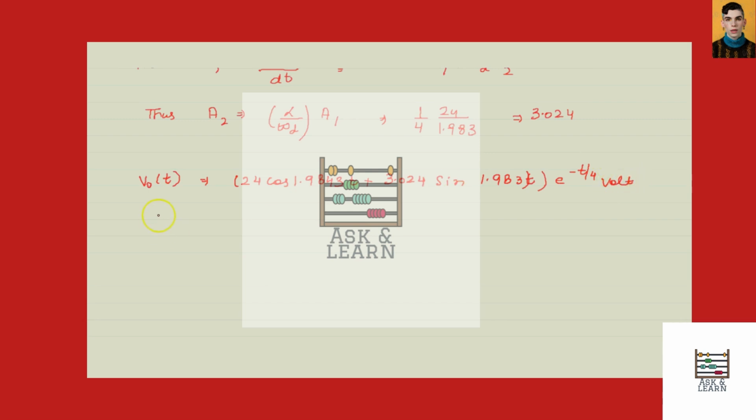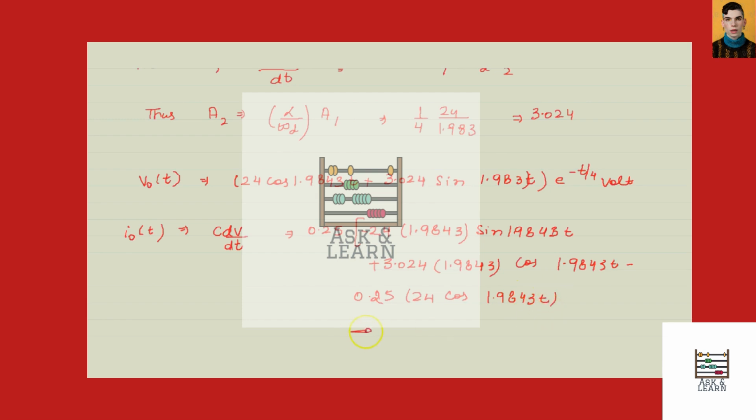This is the potential at t. If we find the value for current, this can be written as C dv by dt, which is 0.25 times [minus 24 times 1.9843 sin 1.9843 t plus 3.024 times 1.9843 cos 1.9843 t, minus 0.25 times (24 cos 1.9843 t plus 3.024 sin 1.9843 t)] e to the power minus t by 4.